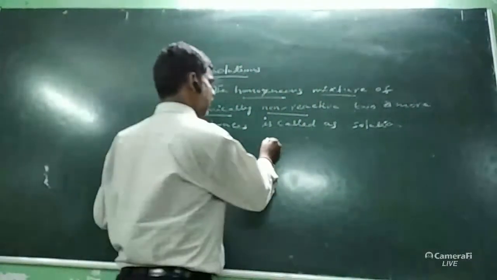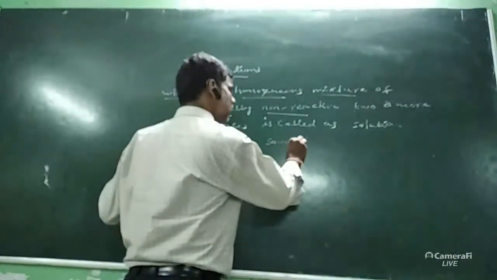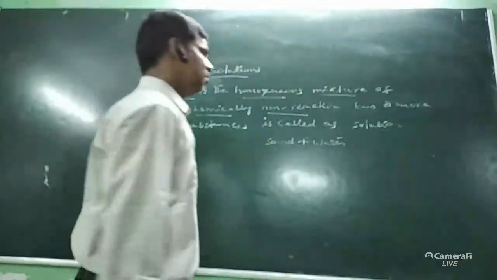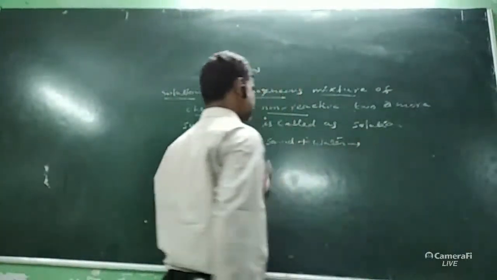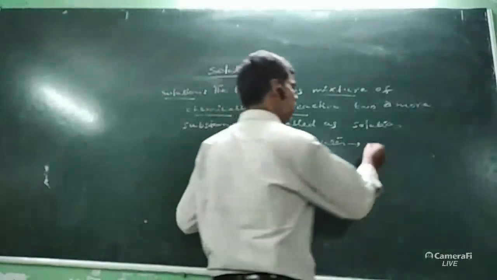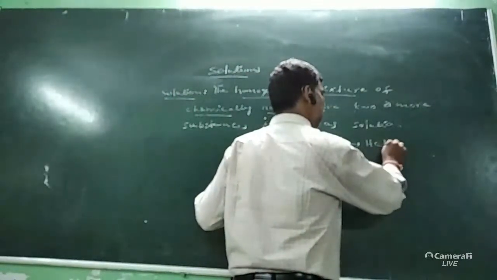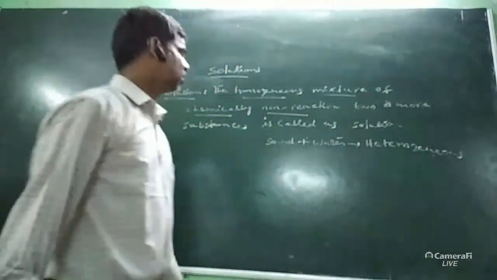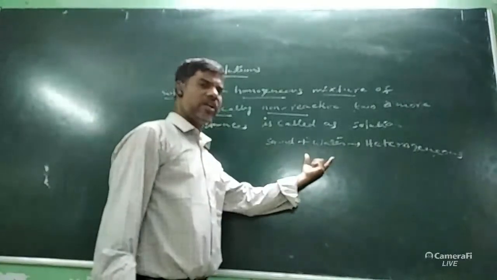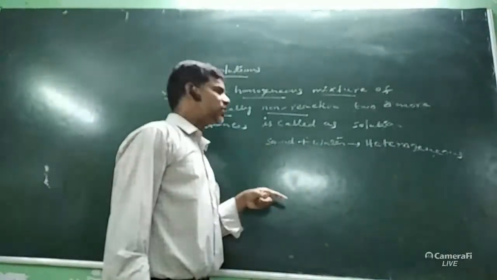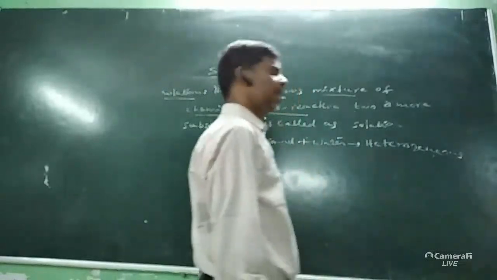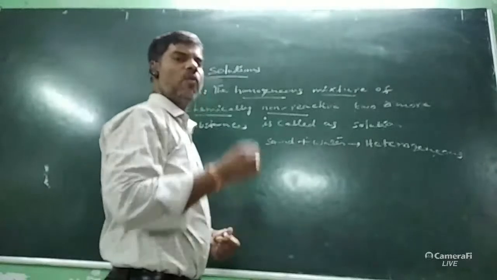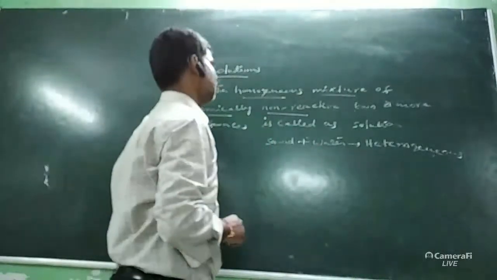Suppose we have sand plus water. Sand plus water will not dissolve. The sand will not dissolve in water, so it will be called heterogeneous. So the meaning of homogeneous is one should be dissolved in one another.